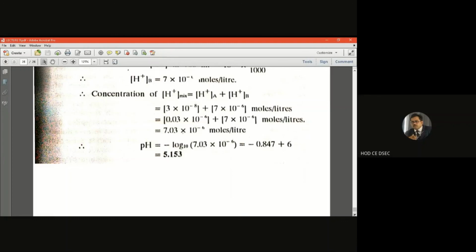So I have highlighted these problems as three parameters, although I said two problems, because I have tried to explain three parameters: one is the hardness, second is the alkalinity, and third is the pH. And these problems often come in your semester exam in objective form, MCQ form, or in short question form. So kindly go on practicing this type of problem.